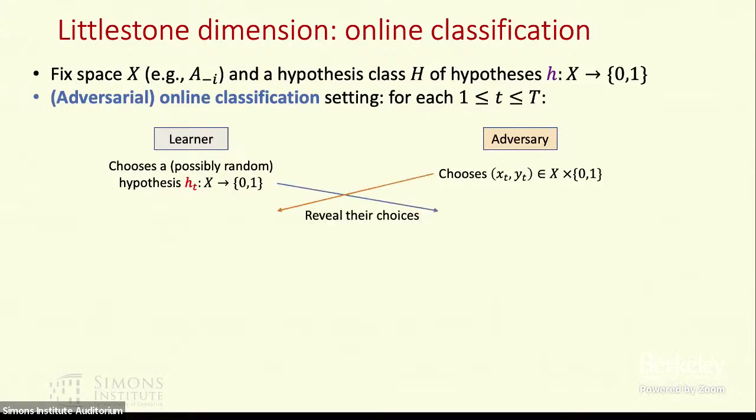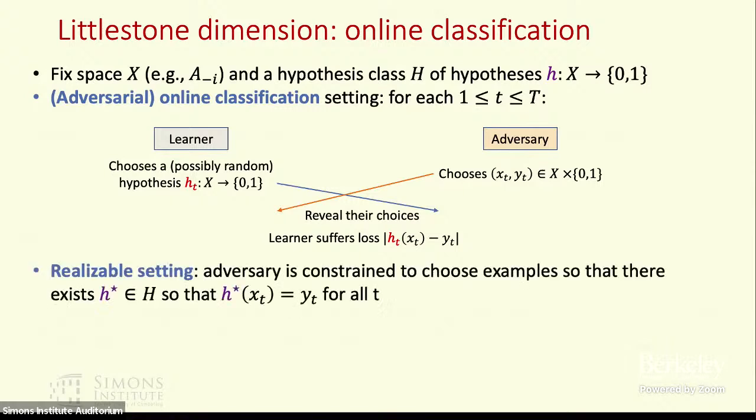After choosing them, the learner and the adversary reveal their choices to each other, and the learner suffers a loss, which is the difference between ht of xt and yt. So this loss is 1 if the learner incorrectly predicts the label yt given xt, and it's 0 if the learner's prediction is correct. Now there's a constraint that we're going to place on the adversary, which is known as the realizable setting. In particular, we constrain the adversary to choose their examples xt, yt so that they're all consistent with some hypothesis h star belonging to the class big H.